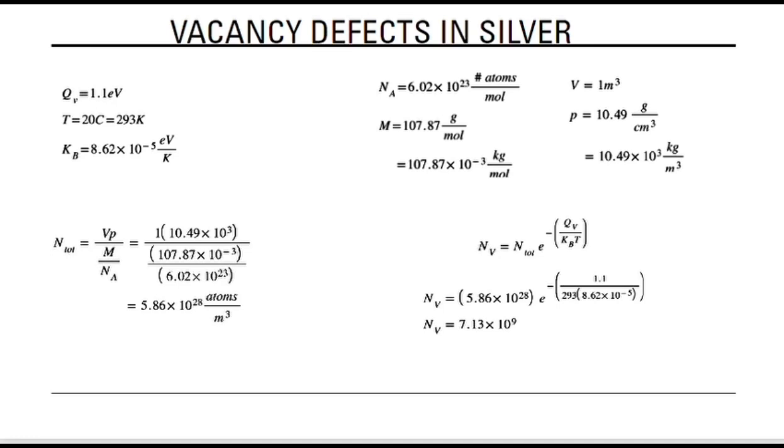Okay, the first slide, as stated, is vacancy defects in silver. Let's go over the key terms. QV stands for vacancy defect, the energy required to create a vacancy or a missing atom in silver, which is given to us here as 1.1 eV.